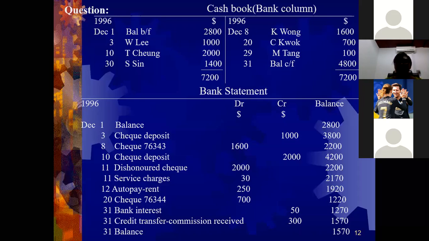Payments. Checks we have issued to suppliers. So we expect that on the bank statement, it to be on the debit side because it will be reducing our balance.